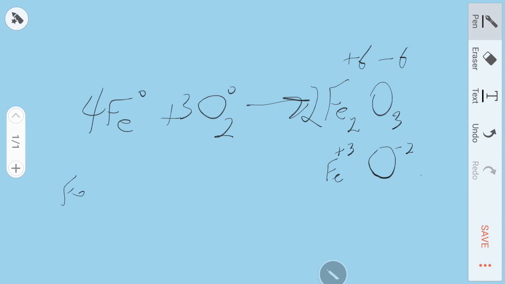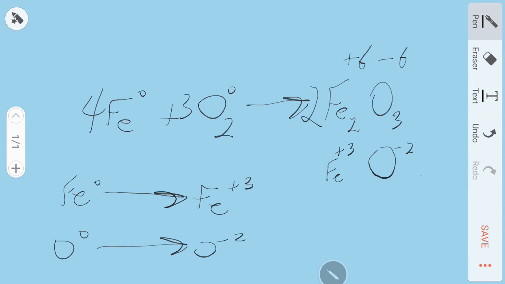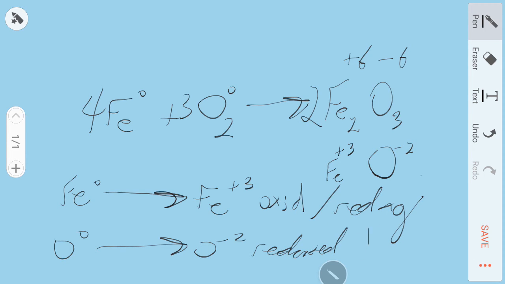So iron went from 0 to +3. Oxygen went from 0 to -2. Iron was oxidized. Oxygen was reduced. Iron is the reducing agent, and oxygen is the oxidizing agent. And that was number 5.